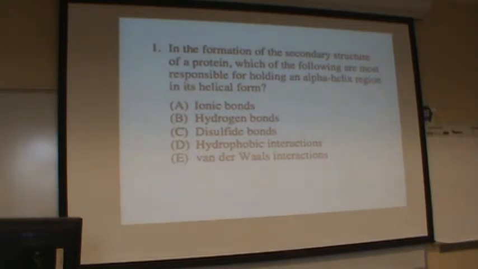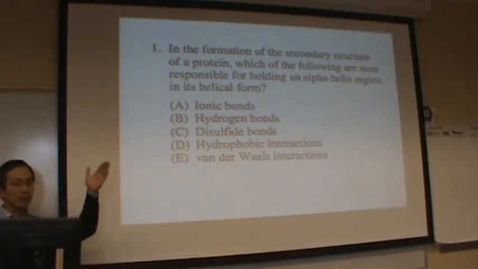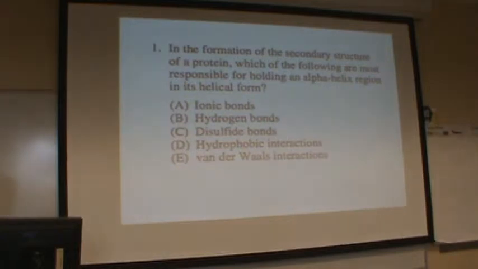This is given. I don't think I'll give this in the exam, but it's good for you in class to review the concept. Usually in alpha helix and beta sheet, hydrogen bonds play the important role. In alpha helix it is within the helix, in beta sheet it is between sheets, between strands.